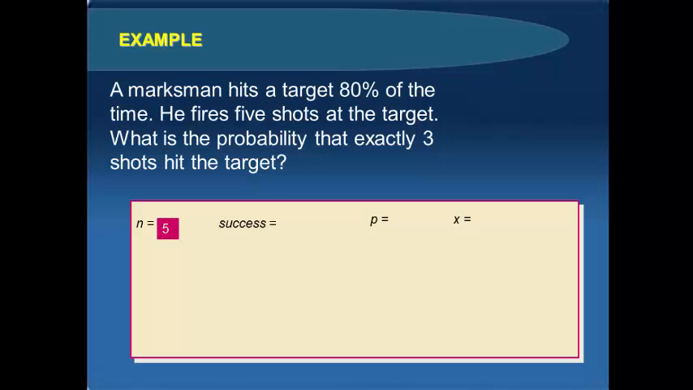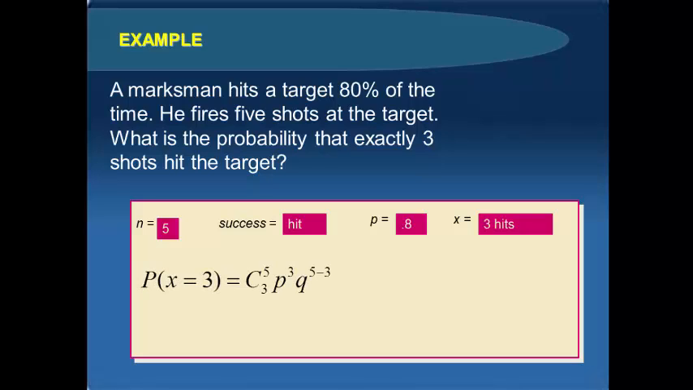N is equal to 5 because he fires 5 shots at the target. Success is the number of hits. Probability is equal to 0.8 since it is 80%. And X is equal to exactly 3 hits.